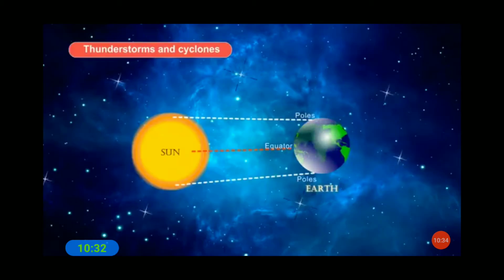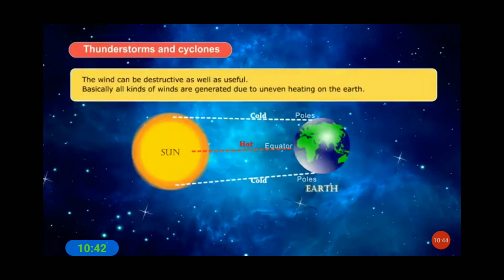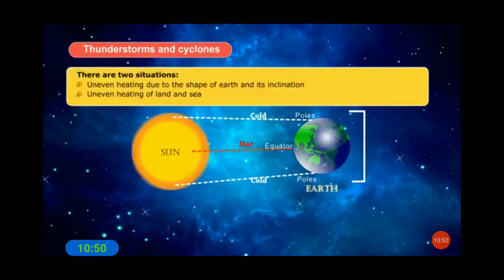Winds are generated due to uneven heating of the earth. Moving air is called wind. You can feel it on the ground as well as high up in the atmosphere. The wind can be destructive as well as useful. Basically, all kinds of winds are generated due to uneven heating of the earth. There are two situations: uneven heating due to the shape of the earth and its inclination, and uneven heating of land and sea.